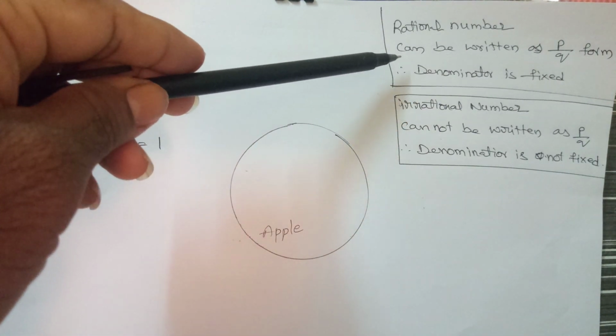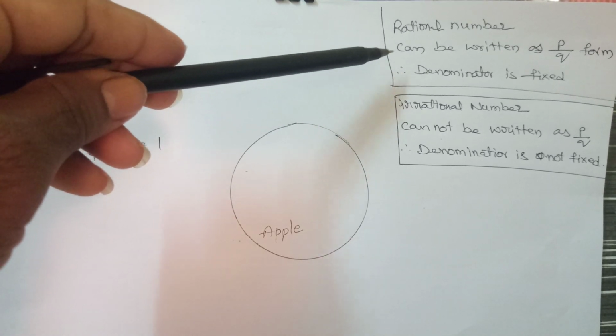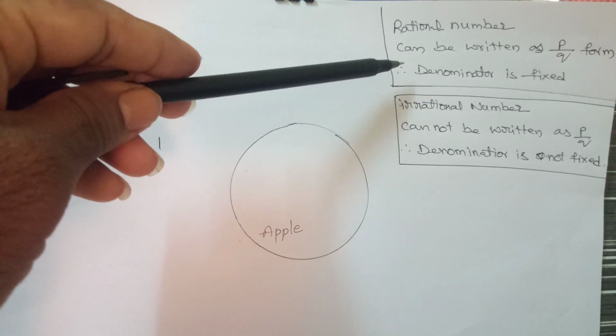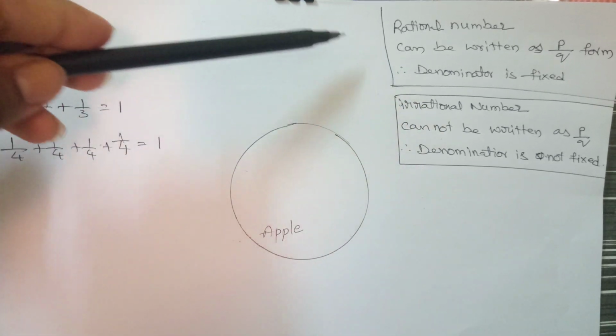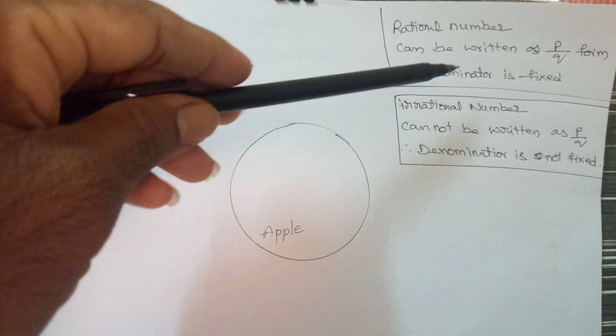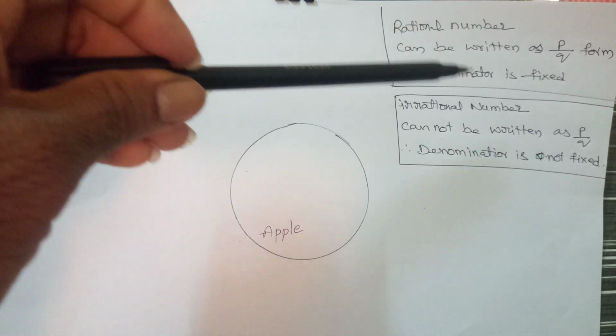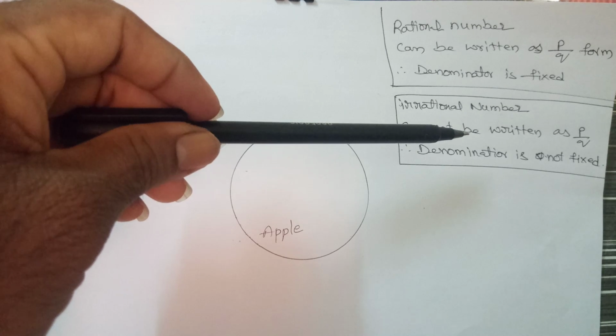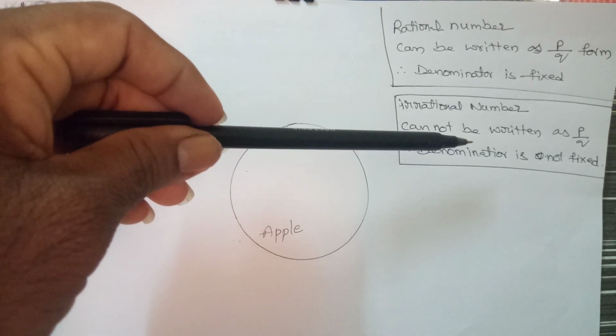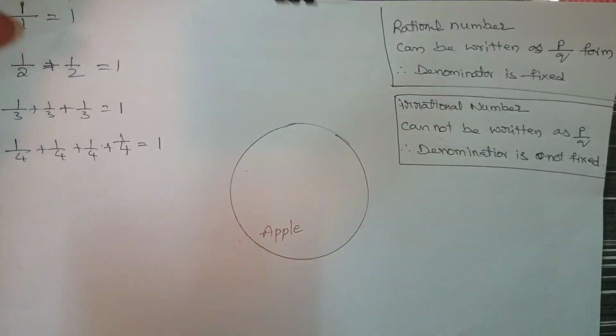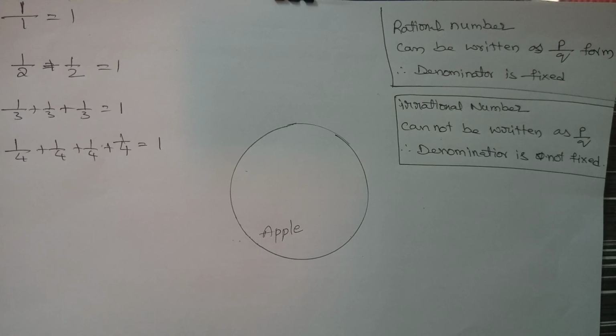Therefore, a rational number, in simple words, can be written in P/Q form. That means the denominator is fixed, a known value. But an irrational number cannot be written in P/Q because the denominator is continuously changing. This is the larger difference between a rational number and an irrational number. Rational numbers can be written in P/Q form. But for the irrational number, we cannot write it because the denominator is not fixed. That's all.